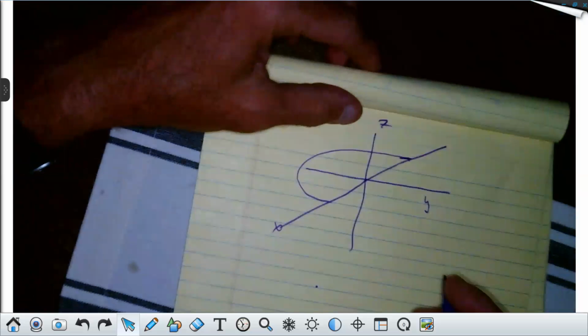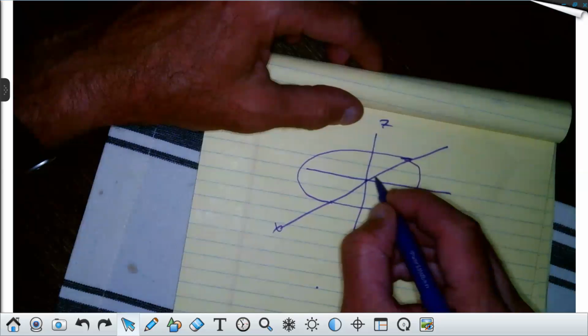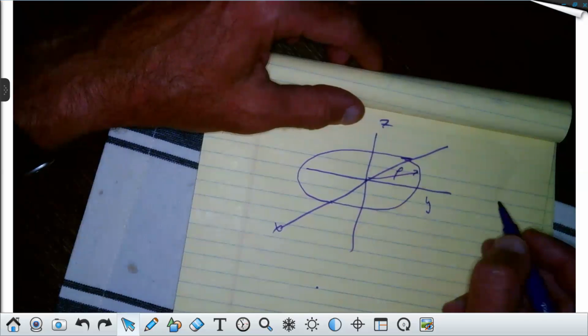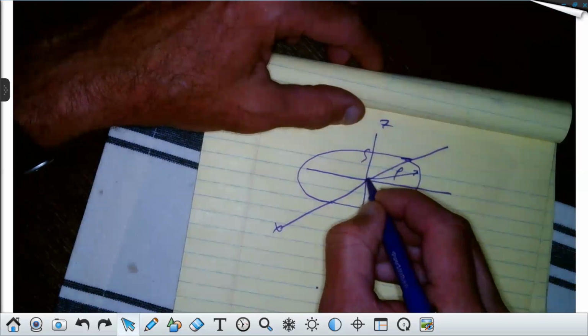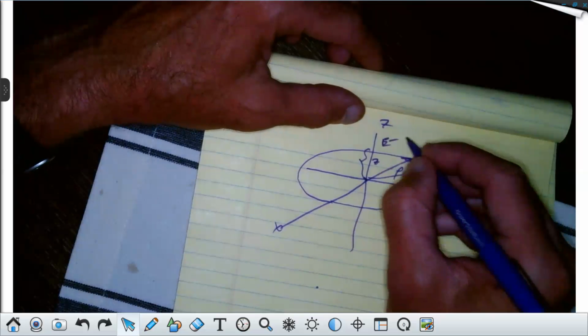When I take a look at the loop like this, it is going to have a radial distance of rho. And now I want you to tell me at what point Z the E field is a maximum.